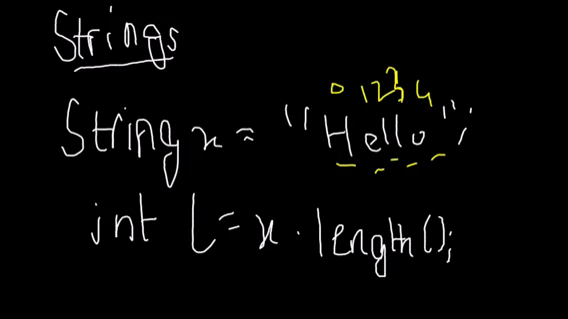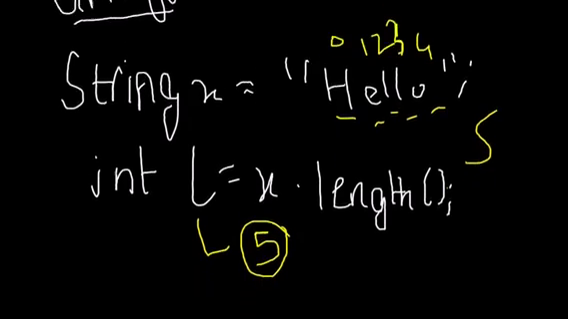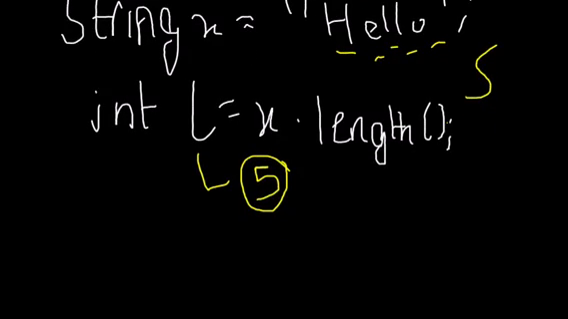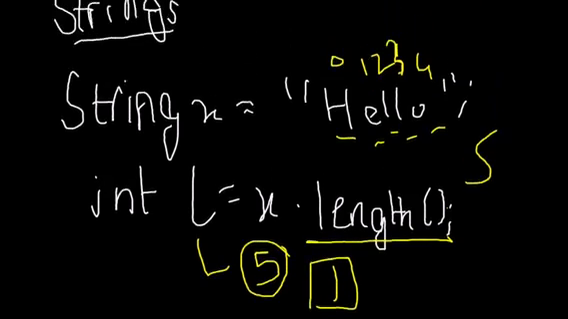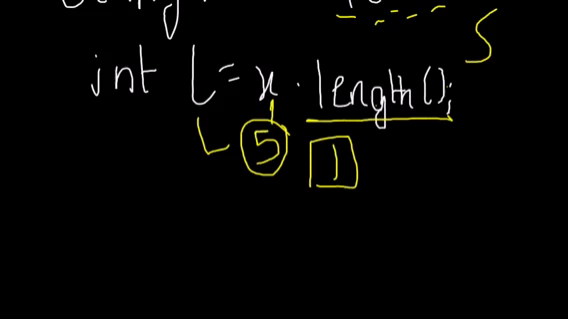This would store 5, because hello is a 5-letter word. It's not a 4-letter word, which is why this would store 5. So remember, while traversing strings, the length is always one more than the position of the last character. The last character is at 4, but the length is 5. If you try to go beyond this, you would get a string index out of bounds exception, which you don't need to worry about right now.